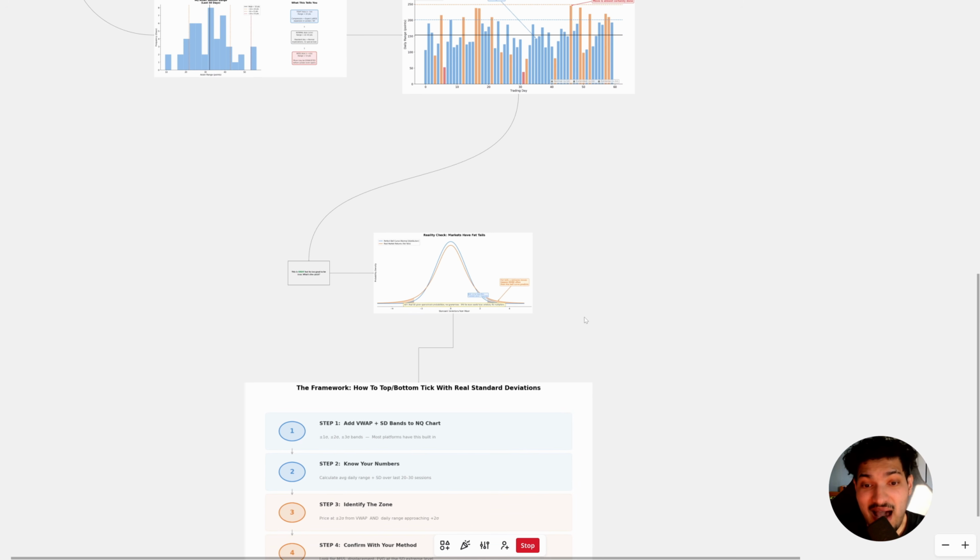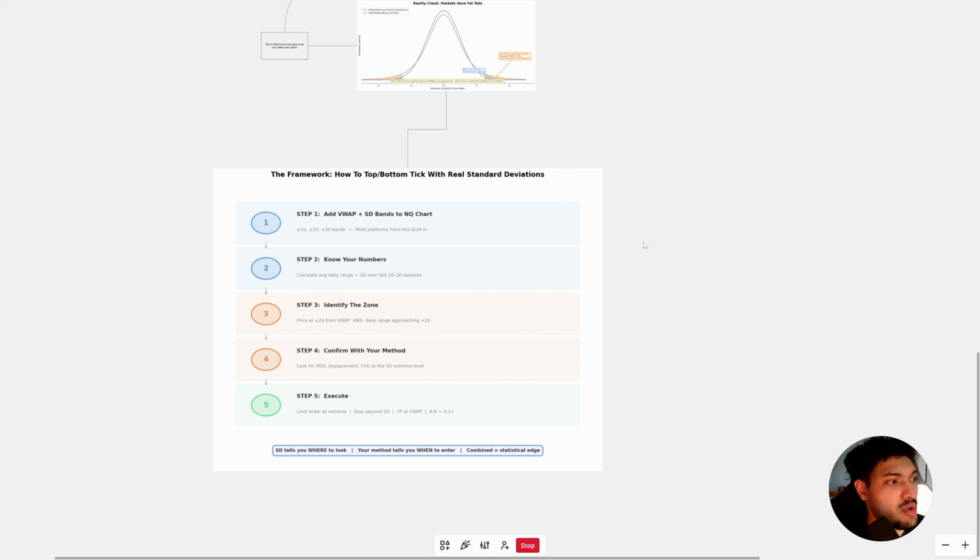All right, so because I love you guys, I'm going to quite literally give you the simplest framework on how you can actually top and bottom tick with real math that you can quite literally start using tomorrow. Okay, so let's just do it step by step.